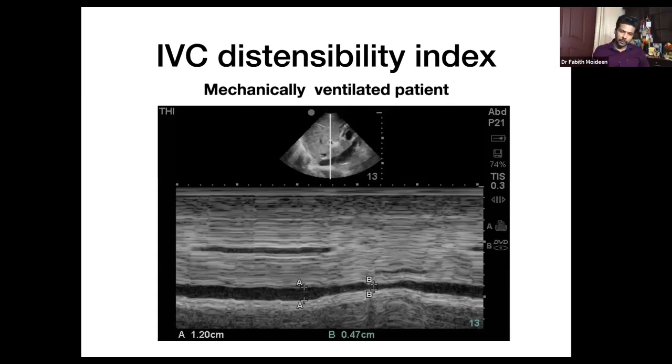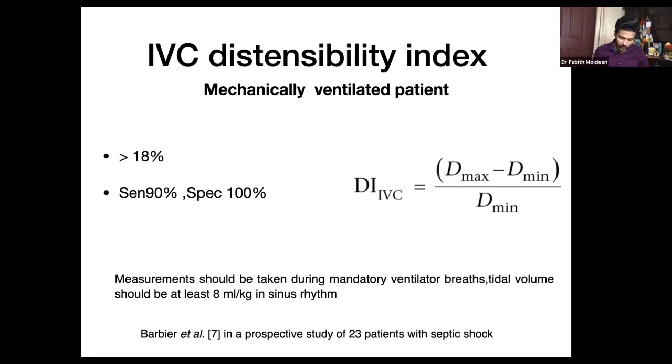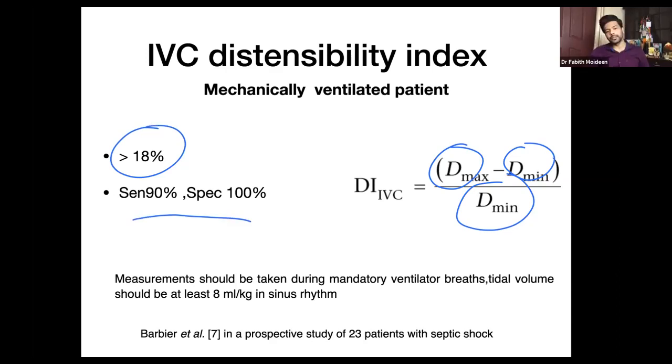Now, this one you have to remember: in a mechanically ventilated patient, your IVC collapsibility will not work, because you are giving positive pressure. There's not going to be a collapse happening there. So in these patients, you have to use the IVC distensibility index. This is the formula for that. You measure the maximum minus the minimum divided by the minimum. If it is more than 18%, it has a specificity of 90% and sensitivity of 100%. The important thing you have to remember is that the tidal volume should be at least 8 ml.